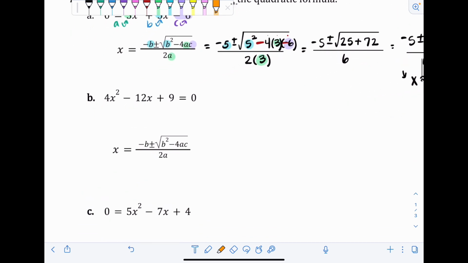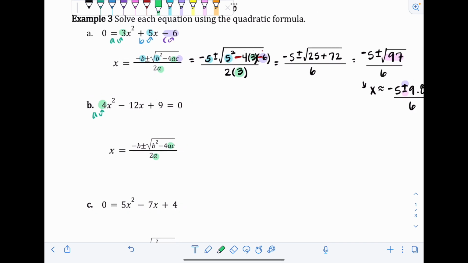Okay, so 4x squared minus 12x plus 9, we need a, b, and c. A is the coefficient of x squared, so that would be 4. So that'll go here and here. And then b is the coefficient of x, that's negative 12 since it's a minus 12x, so that'll go here and here. And then c is the constant, so since there's a plus 9 there, c would be a positive 9, so that would go here.